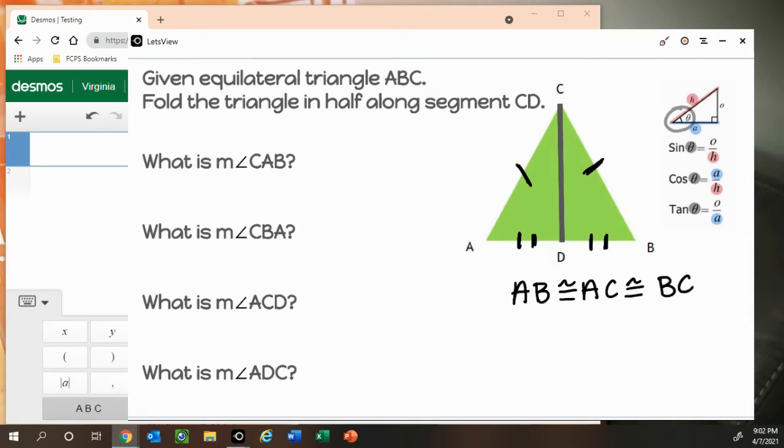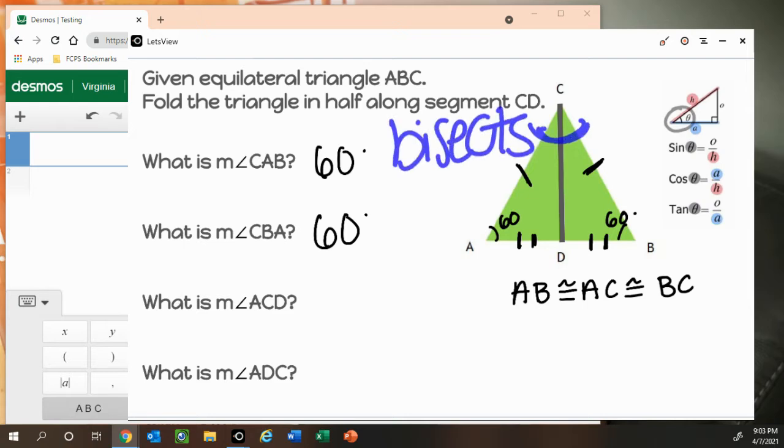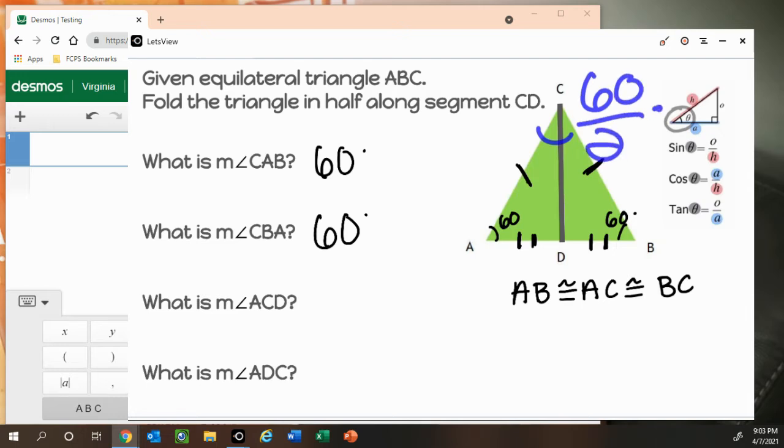So now we're going to be looking at our angles. Remember, our angles, let me write this in, are all 60 degrees. So CAB is 60. CBA is going to be 60 again. Now this is where things get a little difficult. This beautiful line bisects this original angle. So this was originally 60. We are cutting it into two equal parts. So that's going to make each of them 30 degrees, right? Each of these are 30 degrees.